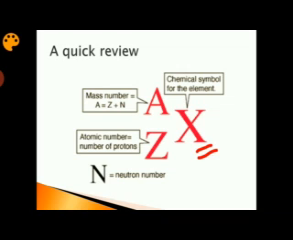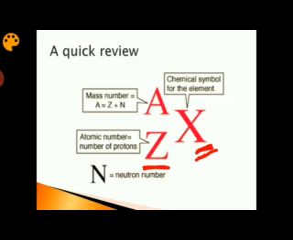Here X represents the chemical symbol for the element. So if it is a carbon nuclei, then we will write C here. Then the bottom number represents the number of protons. That is, here the Z represents the atomic number, which is the number of protons in an element.